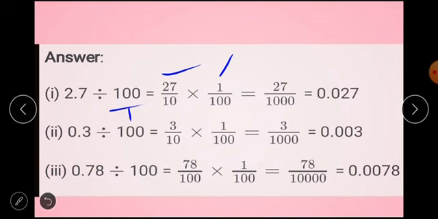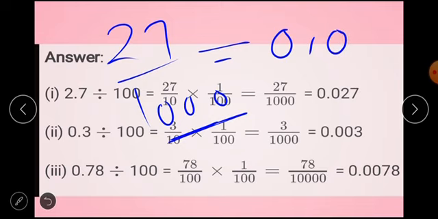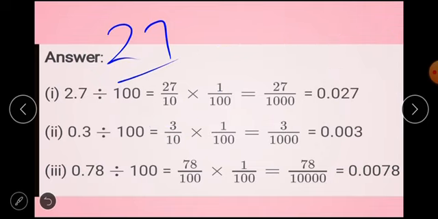Now 27 into 1 will be equal to 27, and 10 into 100 will be equal to 1000. So what are you getting here? Look here, 27 upon 1000. You require 3 digits after the decimal, but you have only 2 digits. So simple, you will put 0 here, 0.027, so that you will get 3 digits after the decimal. So in this same way you can do the rest of the parts also.